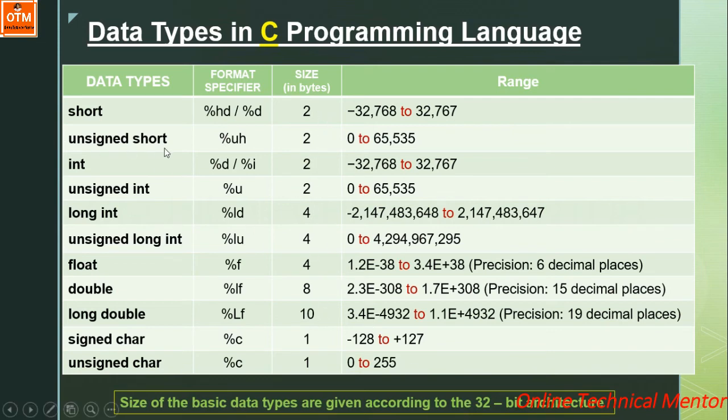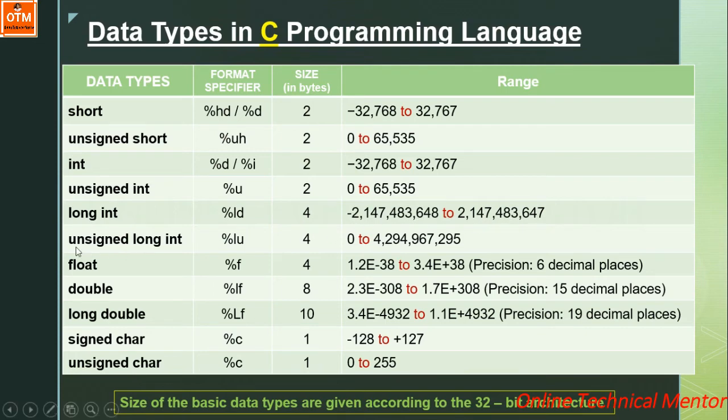Now unsigned short also occupies 2 bytes of memory. Unsigned means it stores only positive values, so the range becomes 0 to 65535. For an integer, the memory requirement is 2 bytes, and an integer variable can hold this range of values, similar to short. Look at the long int: it occupies 4 bytes of memory, and the range it can store is very big.